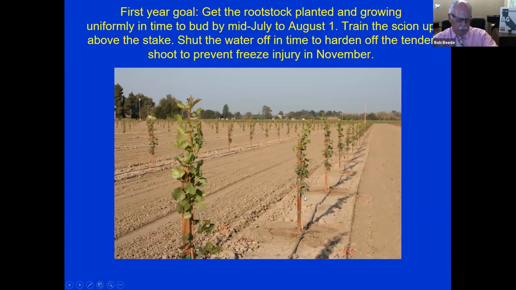So here's the goal of the first season. We want to have rootstock that's been planted and grown uniformly. We train the shoot up the stake, and have beautiful trees, but then we shut the water off in time to harden off the tender shoot and prevent freeze injury. We know that hardened trees are more tolerant of cold injury. Dr. Z, one of our professors at Davis, has now documented that there's a burst in respiration that helps avoid injury to trees that are properly hardened off versus those that are not.